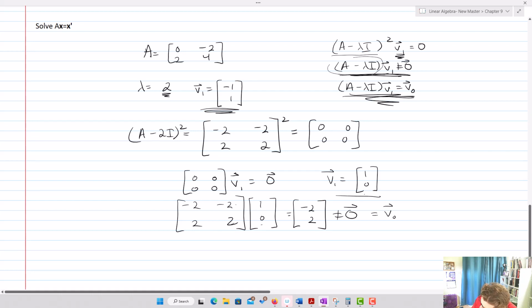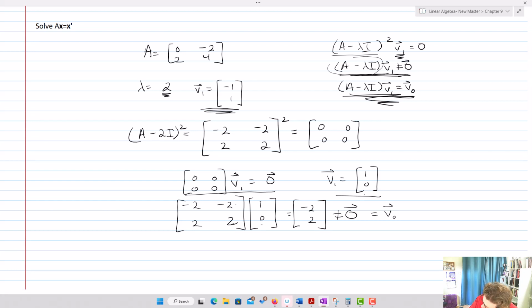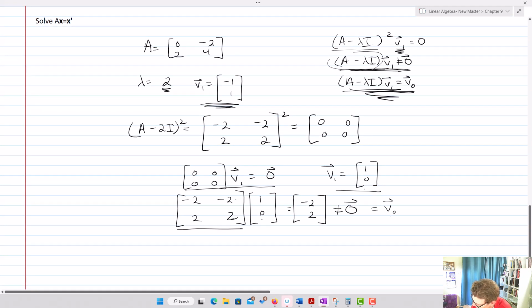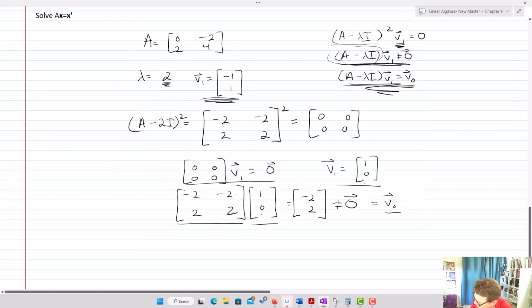So v1, we got to choose so long as A minus lambda I squared v1 did not equal 0. There it is. And we actually selected our second v0 here. Or excuse me, we multiplied A minus 2I in this case times our v1, and that gave me my v0. Okay? So my solution then, x is going to equal e to the 2t times the vector v1, so 1, 0, plus t times negative 2, 2.